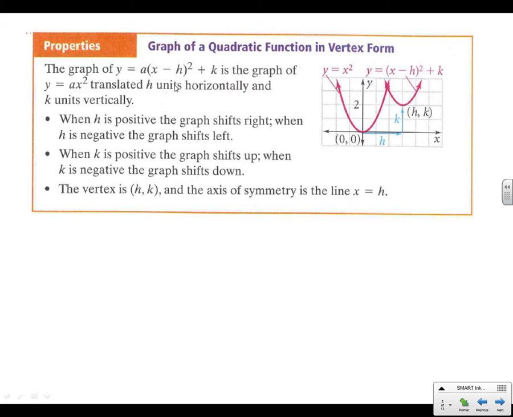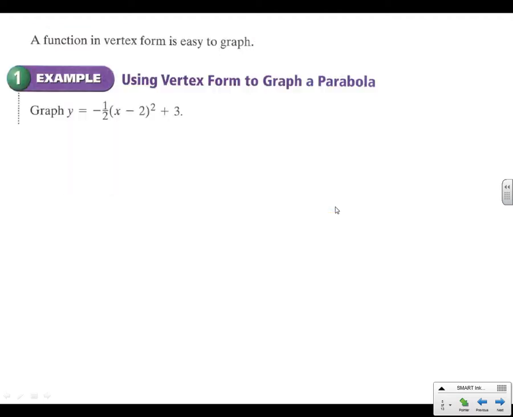To figure out the y shift, y equals k, so that one we can just look at. Don't have to change the sign for k. K is going to be shifting up and down, right? All right, and then remember, if a is positive, we're opening up, and if a is negative, we're opening down. So let's use the vertex form and graph this parabola.